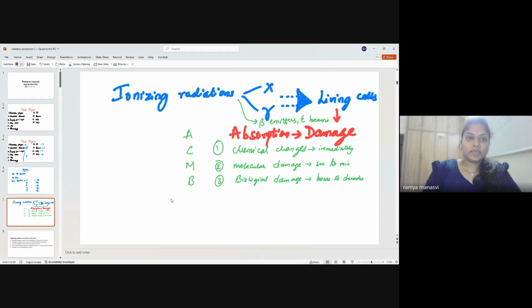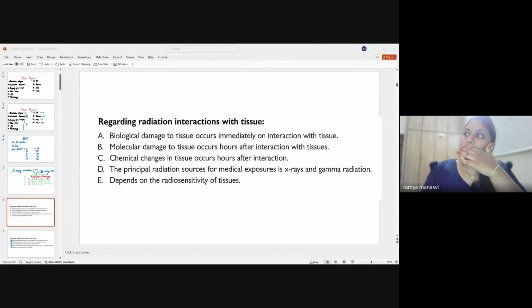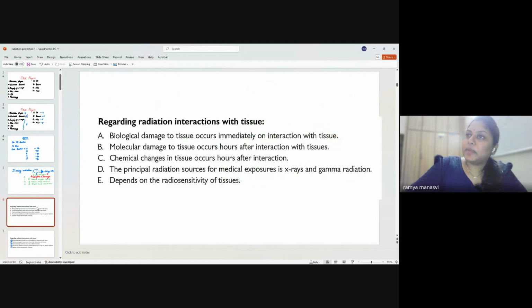Okay. So regarding radiation interactions with tissue, biological damage to tissue occurs immediately on interaction with tissue. Is it true or false? Does it happen immediately? We have just discussed that: absorption, chemical, then molecular, and then biological. Biological will take hours to decades to happen. So biological damage, here they're saying that it will occur immediately. So it is false.